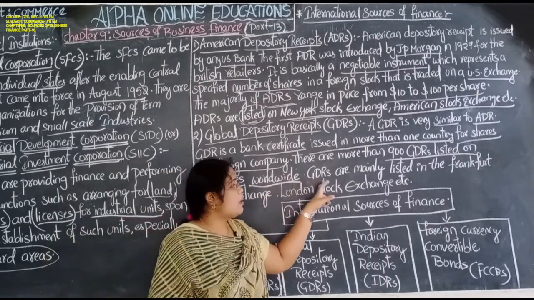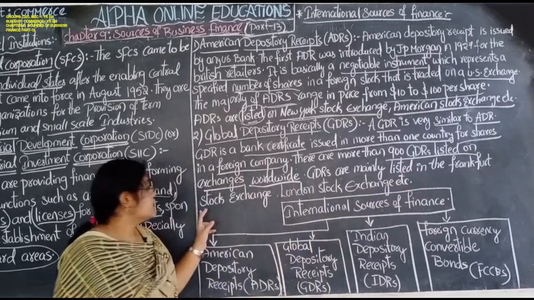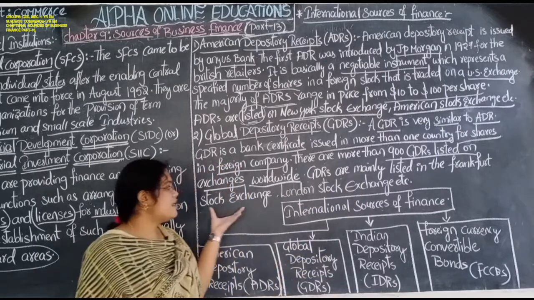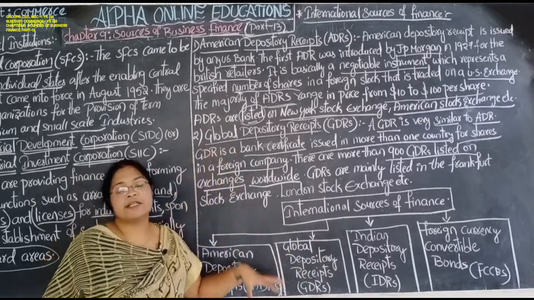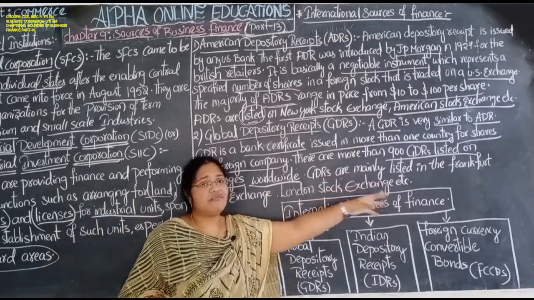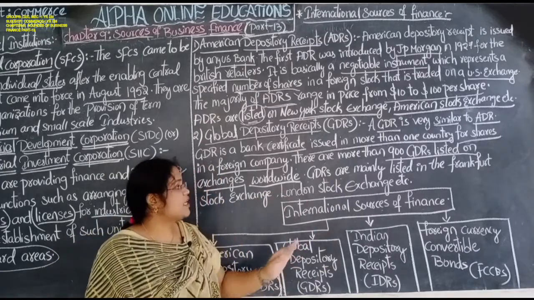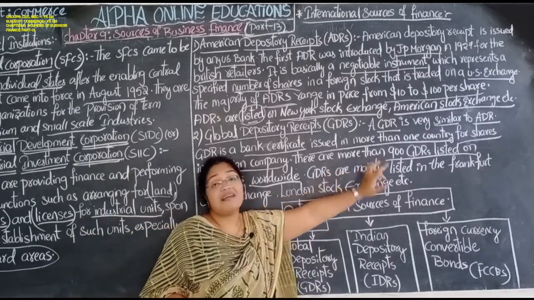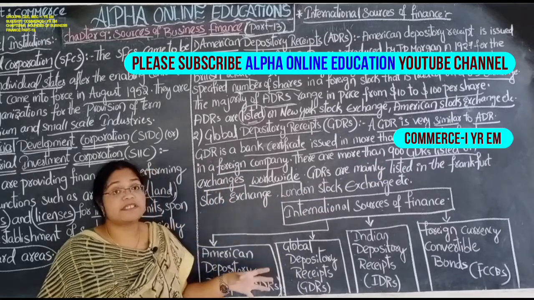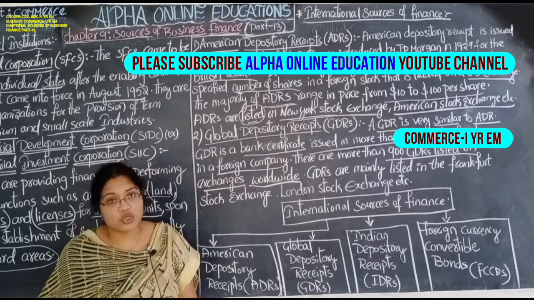Okay, the global depository receipts are mainly listed on the Frankfurt Stock Exchange, London Stock Exchange, etc. So mainly these types of global depository receipts are listed on the Frankfurt Stock Exchange or London Stock Exchange, but actually they are listed on more than 900 worldwide stock exchanges.